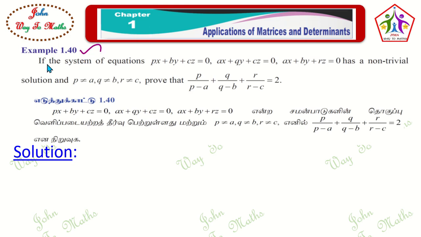Example 1.40. If the system of equations px plus by plus cz is equal to 0, ax plus qy plus cz is equal to 0 and ax plus by plus rz is equal to 0 has a non-trivial solution, and p is not equal to a, q is not equal to b, r is not equal to c, then prove that the result p by p minus a plus q by q minus b plus r by r minus c is equal to 2.